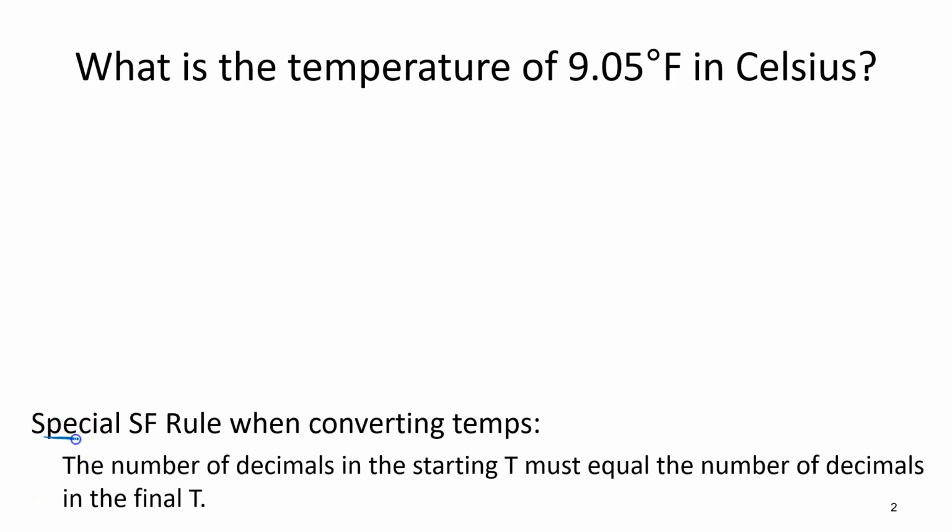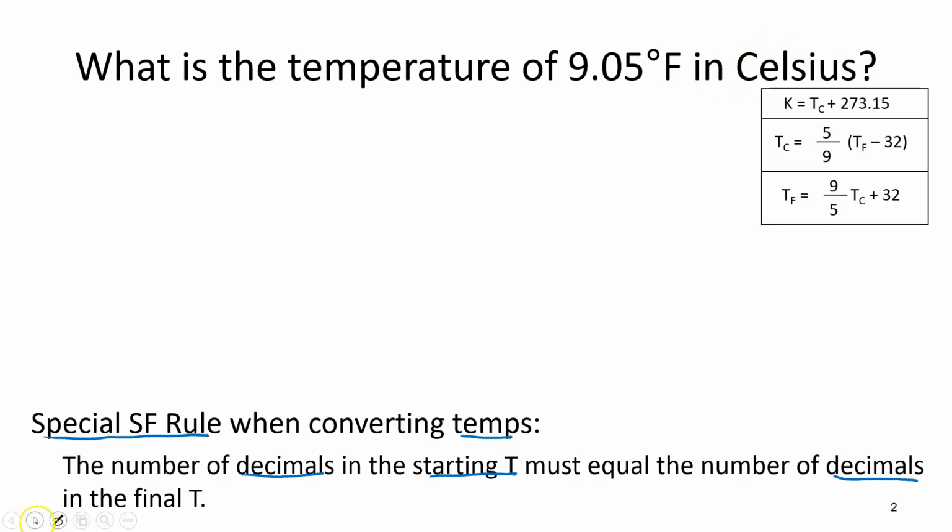And there is a special sig fig rule for temperatures, and it's all about the decimal places. The number of decimal places in the starting temp must equal the number of decimals in the final temp. So let's see if we could do this one. We're given the temperature in Fahrenheit and asked to convert to Celsius. And I've got my little cheat sheet here. So I think this is the formula that we're going to use, isn't it?